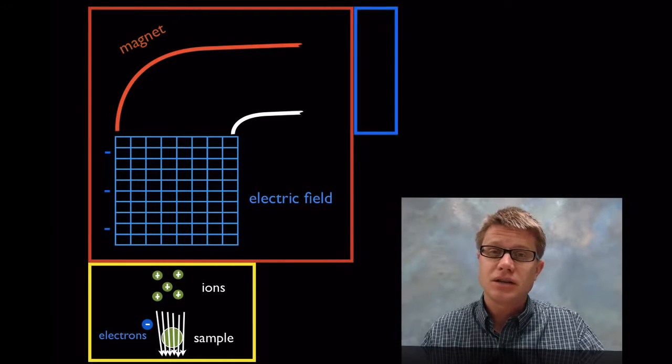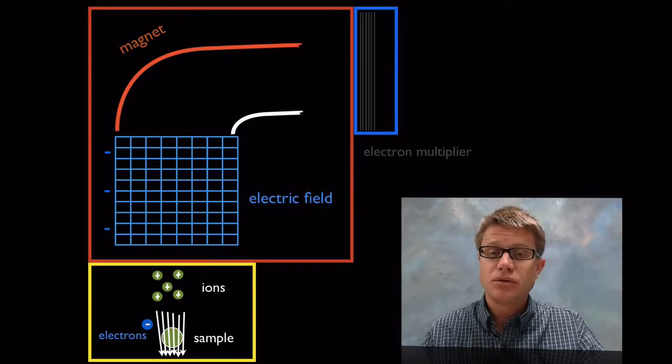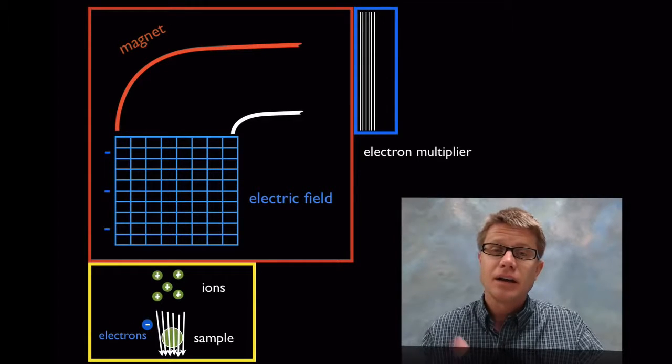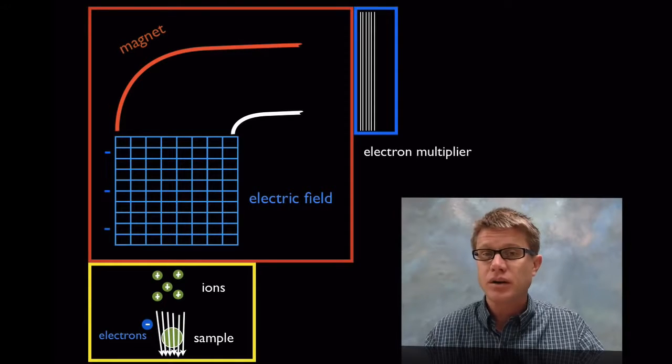And then finally, we have a detector. That detector is going to be made up of 2 things. We're going to have an electron multiplier, which is essentially a plate. As an electron hits it, it spawns more electrons, which hit the next plate, which spawns more electrons.